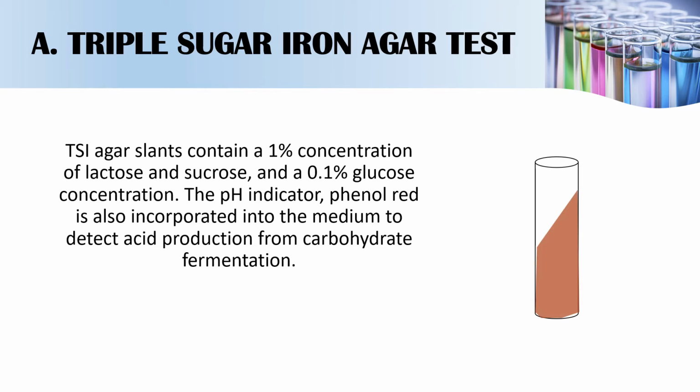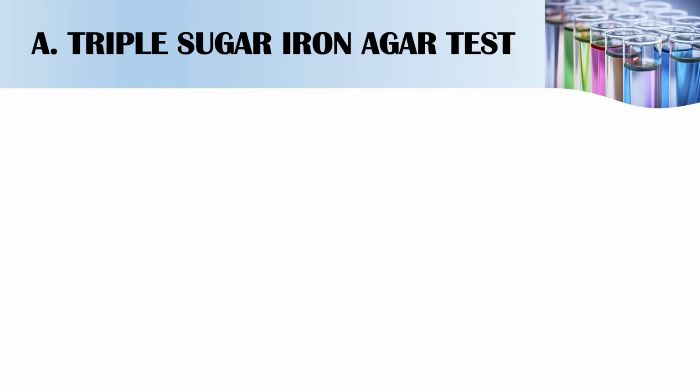If this is your TSI agar tube, you stab the butt using your inoculating needle, and for the slant, streak it using a zigzag pattern, and then incubate for 18 to 24 hours in order to detect the presence of sugar fermentation, gas production, and hydrogen sulfide production. There are different reactions that may occur in the TSI tube.